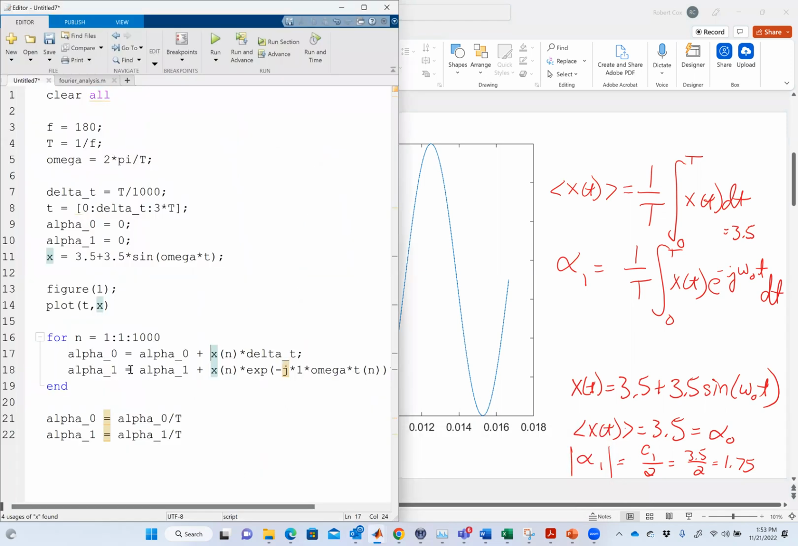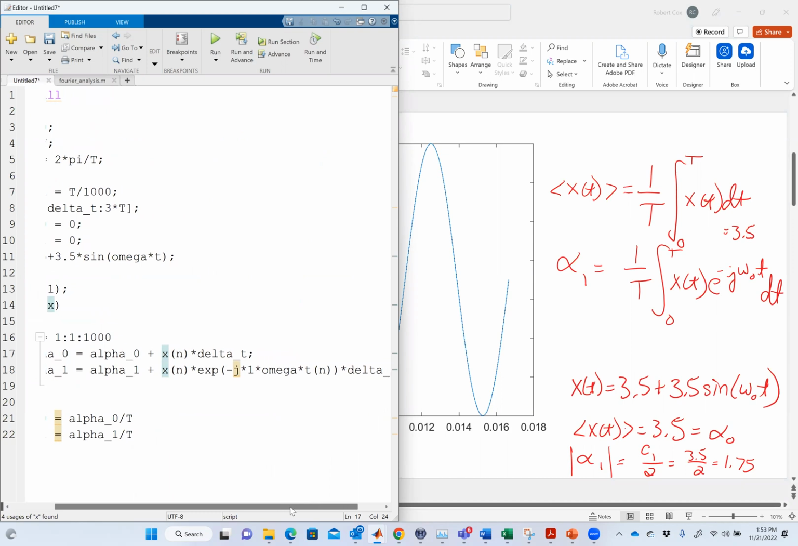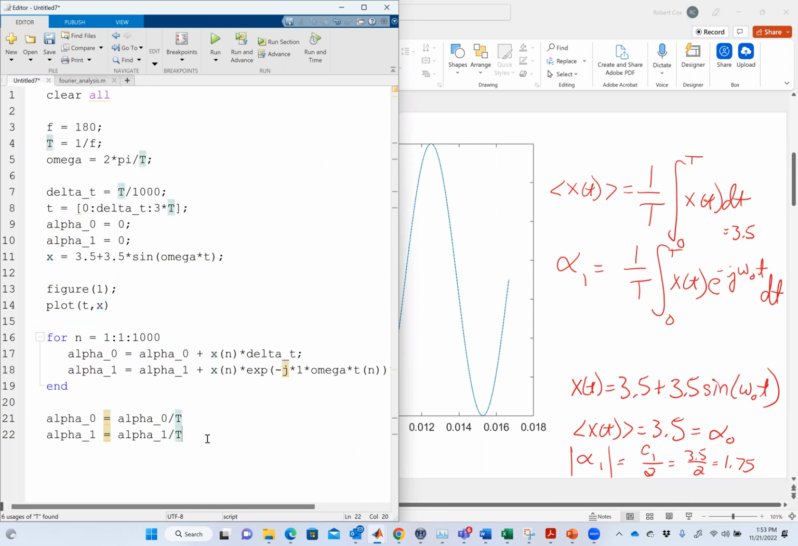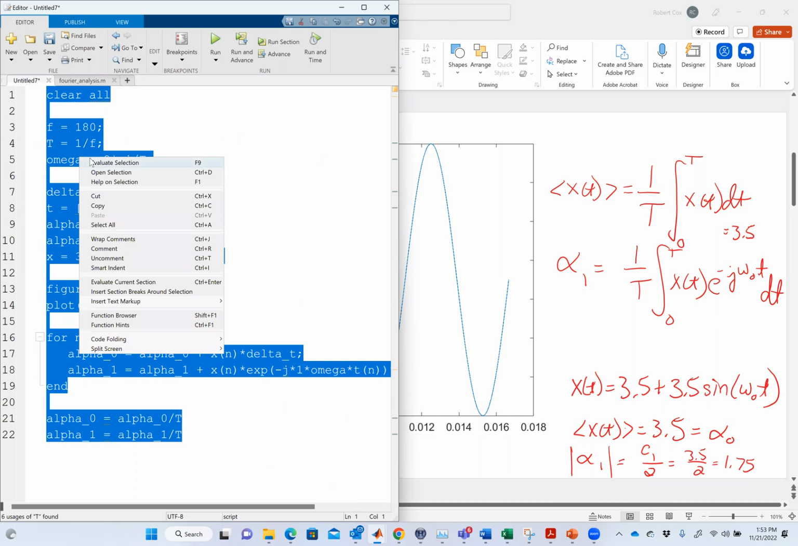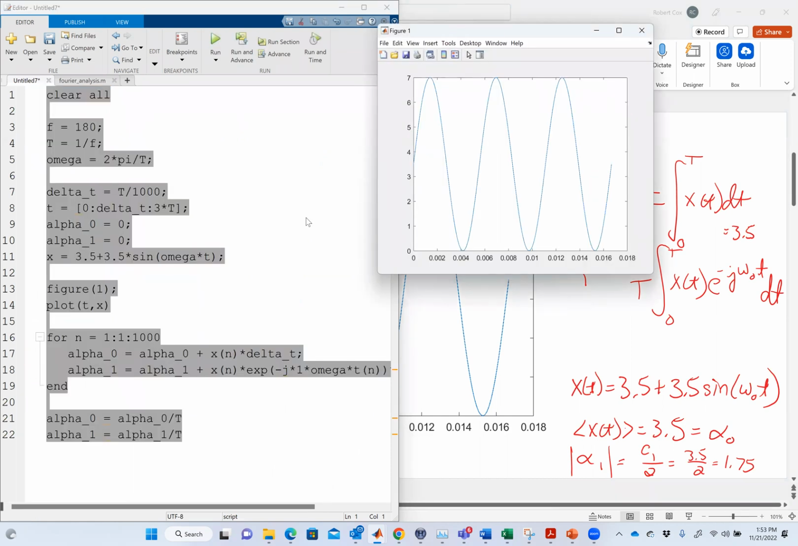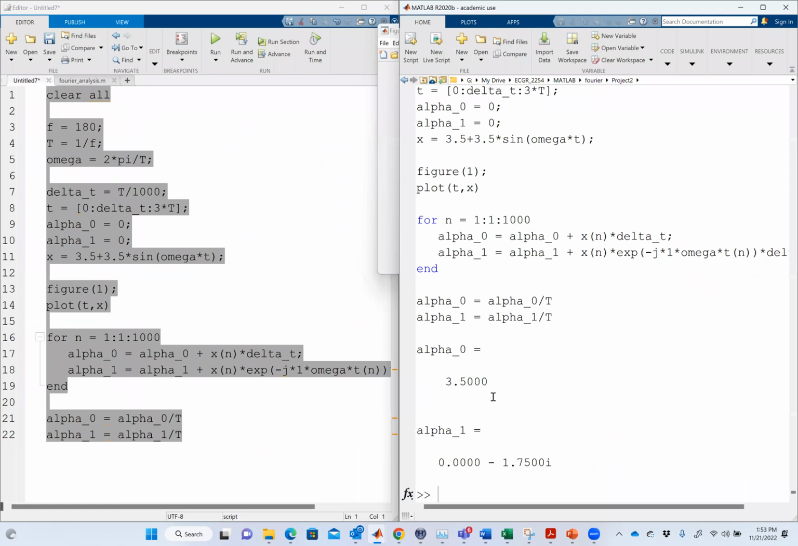Let's look at my code again. Here's my code, so I calculated my alpha 1. Alpha 1 equals x of n times the exponential times delta t, and at the end I have this 1 over T again, so I do this whole thing here. Let's see what it comes out to be. Alpha 1 is 0 minus 1.75 times i. It's exactly what we would expect. So that's the basic approach to numeric integration. There are all sorts of ways to do numeric integration, like trapezoidal rules and Simpson's rule, but this one works well enough.